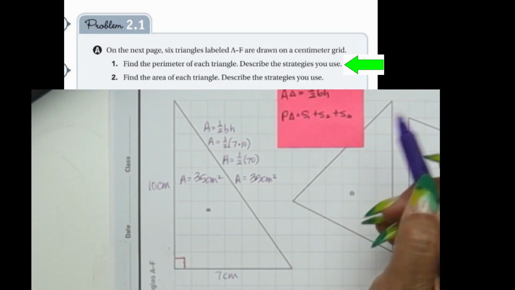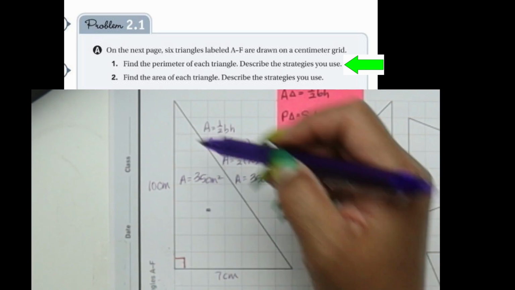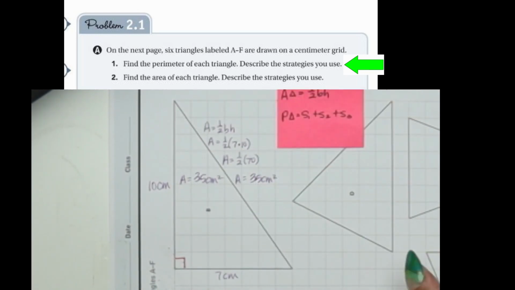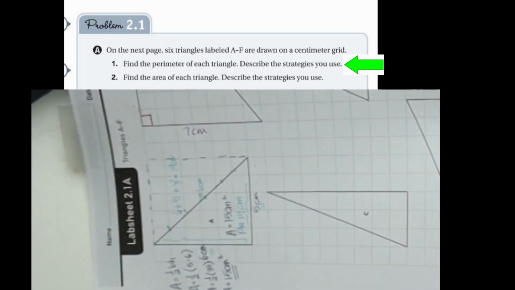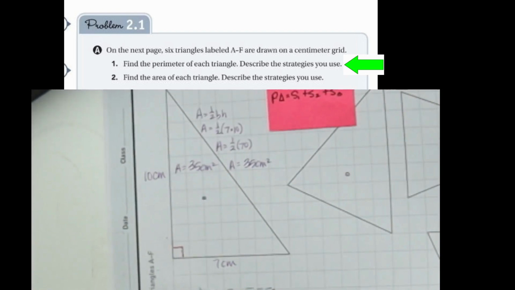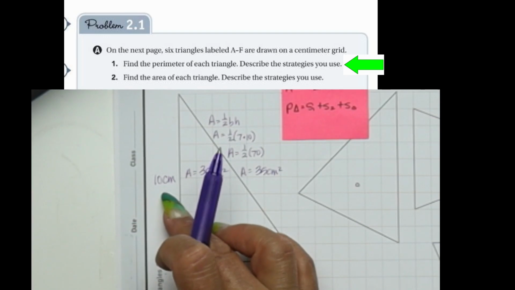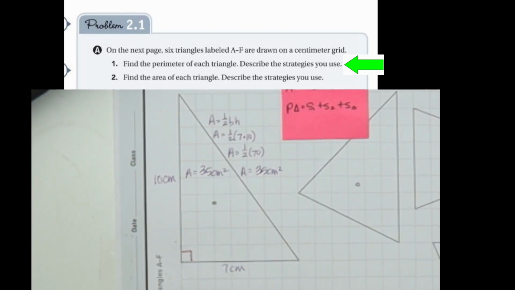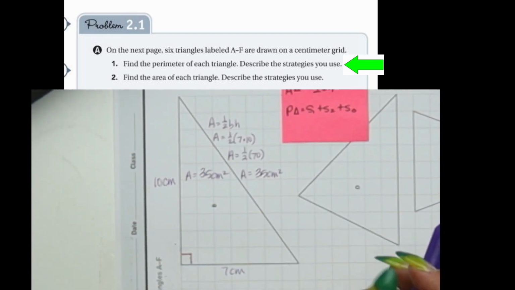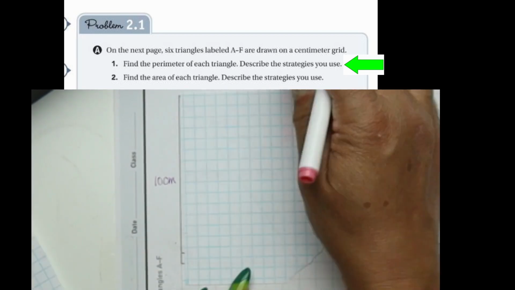All right, now let's find the perimeter. So this is 10 and 7. I think, from my experience with this one, triangle A, that this diagonal line here is greater than 10. Because from triangle A, I thought it was 6, but it was actually 8 centimeters.